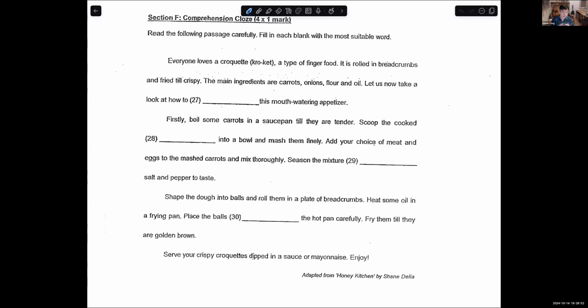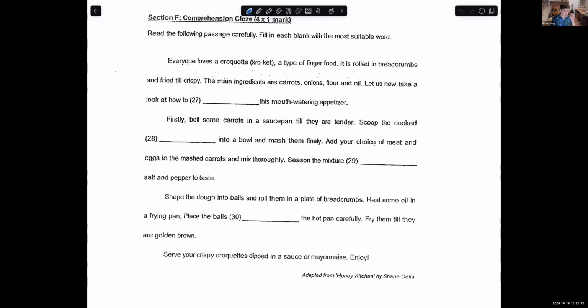The main ingredients in a croquette are carrots, onions, flour, and oil. In some places, they use potato. They use mashed potato inside, and then they mix meat or crab meat into the mashed potato. It's quite delicious. So the main ingredients are carrots, onions, flour, and oil. Let us now take a look at how to make this mouth-watering appetizer.